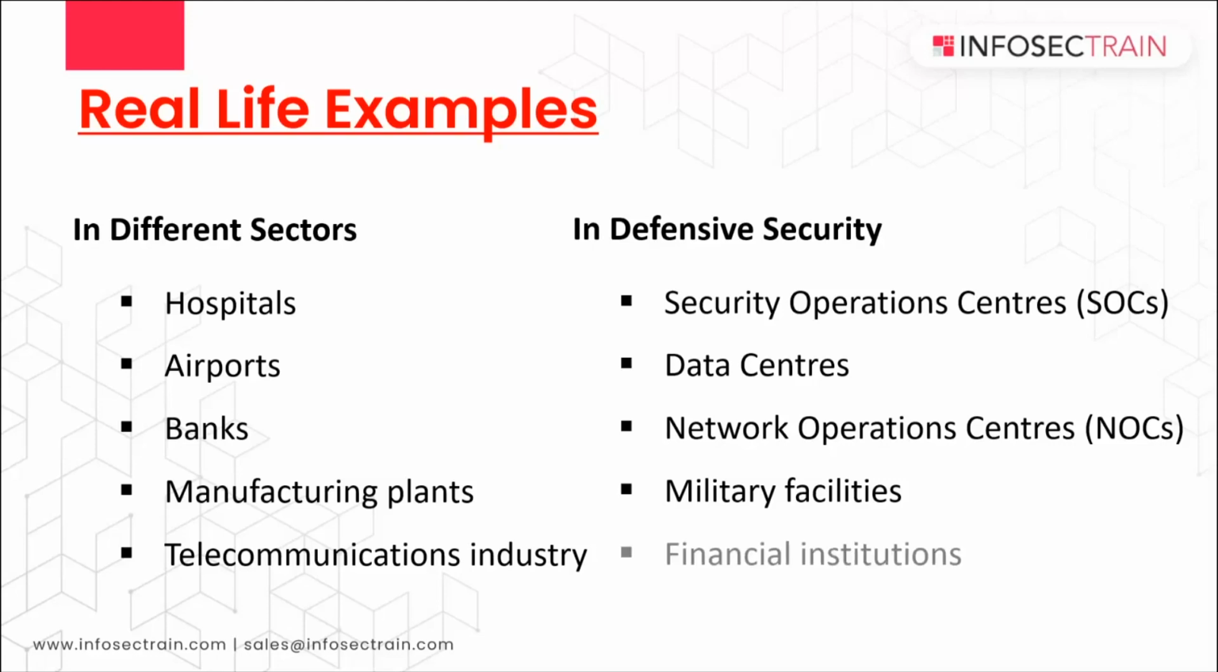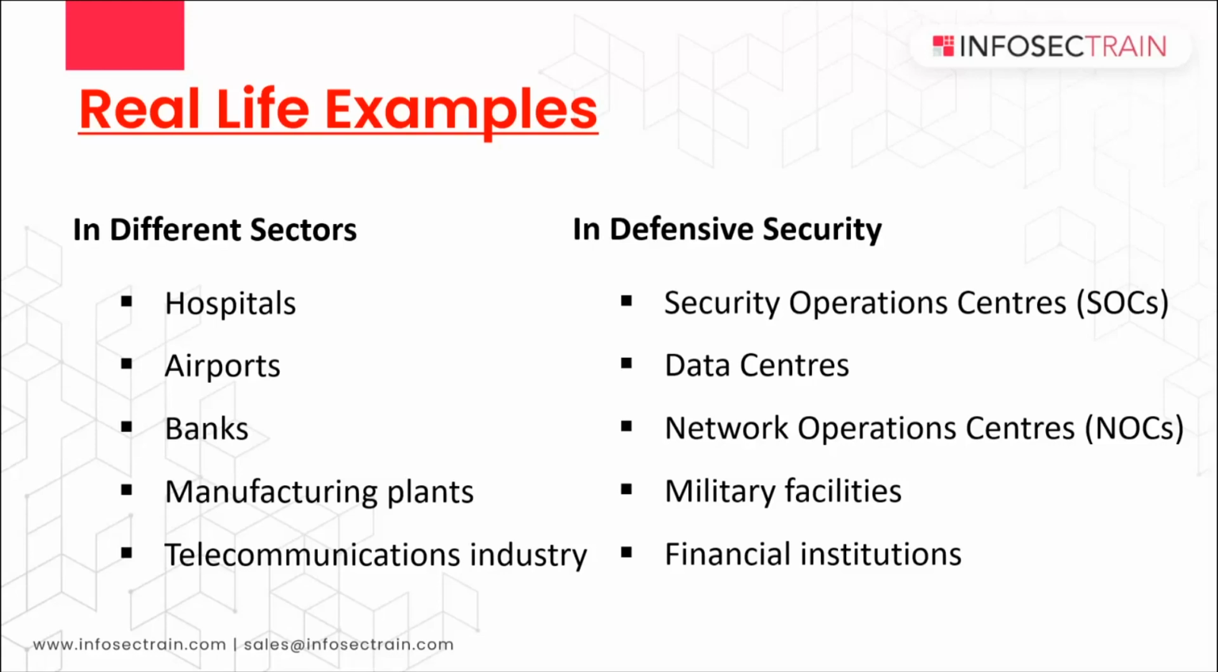Then what about next? Financial institutions. Again, as we know, financial institutions also require uninterrupted power supply to operate their electronic banking systems, their ATMs, and other critical systems. So they often use backup generators or battery backups to ensure that power is always available even during power outages or disruptions caused by cyber attacks or other events. So guys, these are a few real life examples of power redundancy.